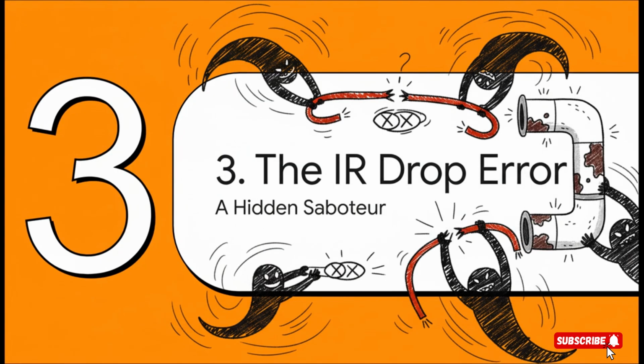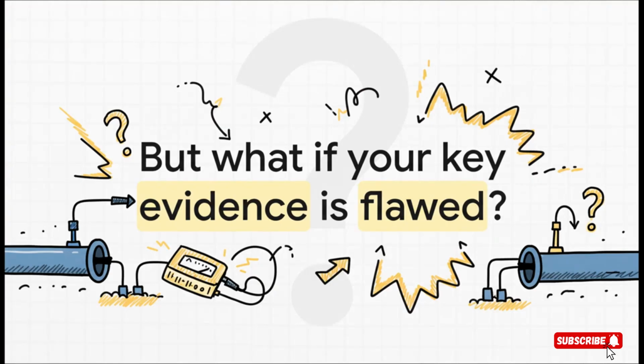And that brings us to the main villain of our investigation. I'm talking about an invisible error, a hidden saboteur that can make a pipe that's actively corroding look like it's perfectly protected. This culprit has a name, and it's called IR drop. Just think about it for a second. You're out in the field, you take your measurement. The number on your meter looks great, and you sign off thinking the job is done. But what if that number, your most important piece of evidence, is fundamentally wrong? That's the danger of the IR drop.